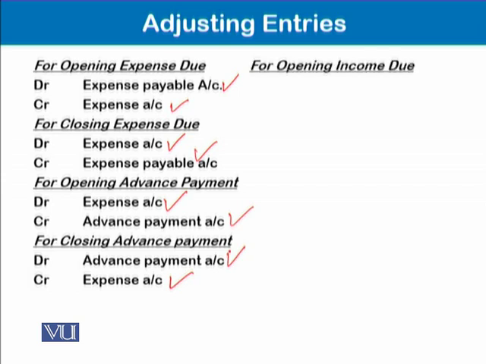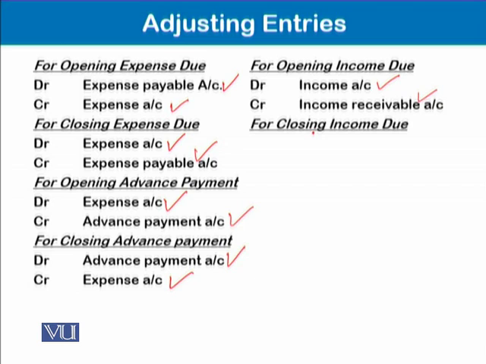Well, opening income due. This was our income for the previous year, but since it was received during the year, it was taken to our income account. Now we are closing or reducing this income by giving debit to the income account and credit to the income receivable account. That receivable account will be closed now.